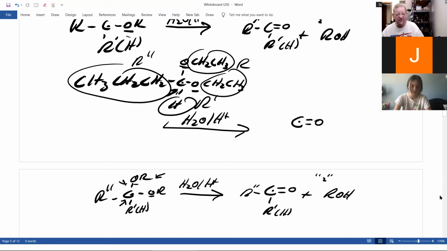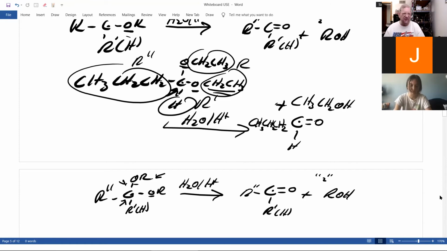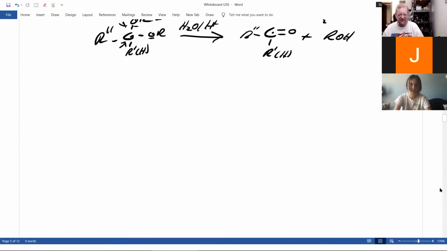What's attached to this carbon? Hydrogen plus 3 carbons, 1, 2, 3. Remember, there's 4 bonds to carbon, and then plus our alcohol, R is ethyl, and that's what you get. Oh, we got to do another one of these, definitely.